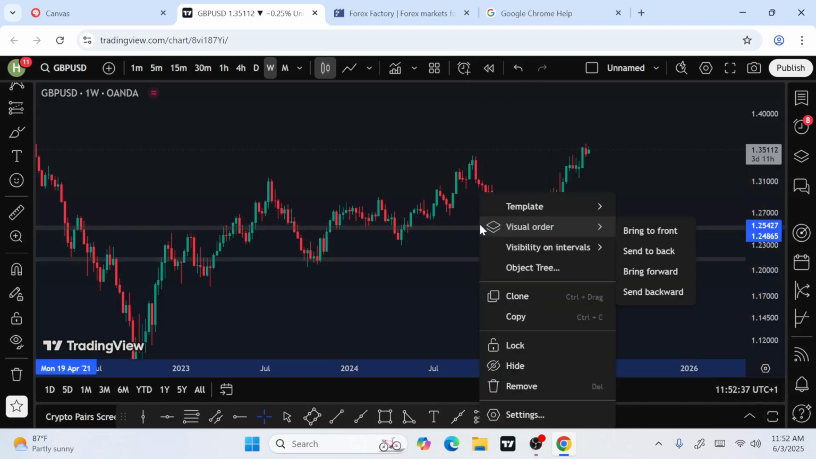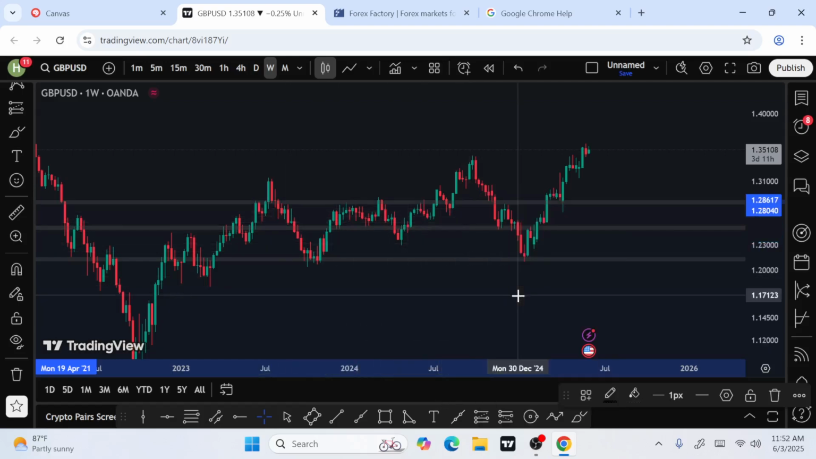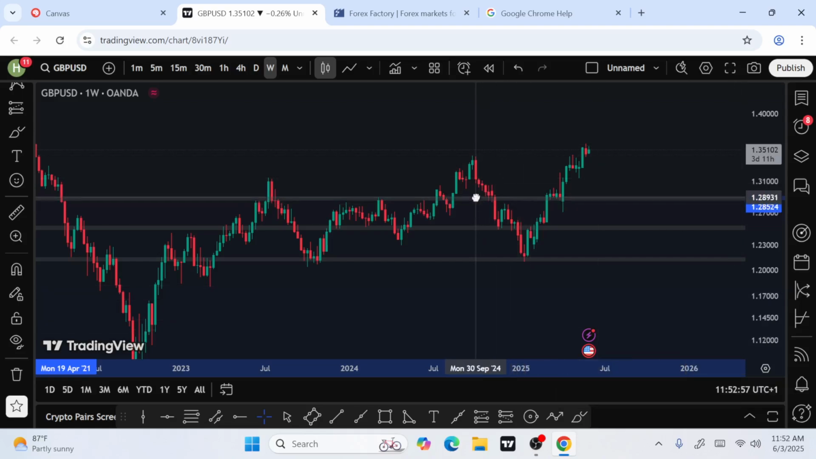Let's clone it. TradingView helps us to take it to the next one. But yes, it is not the same length. What will you now do? You adjust it.